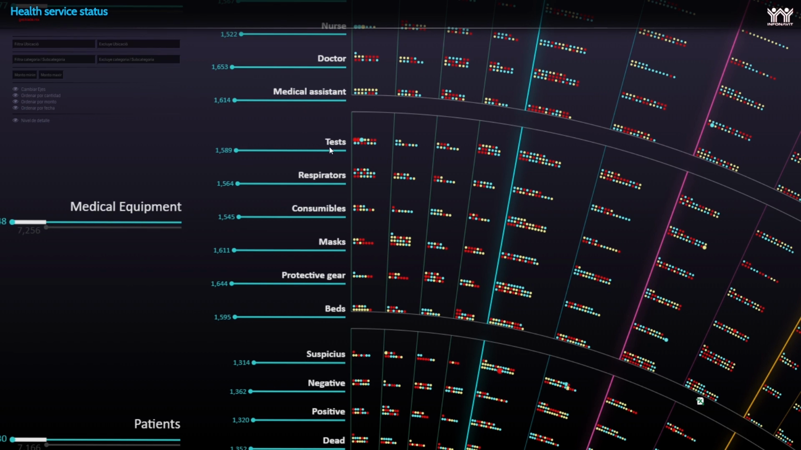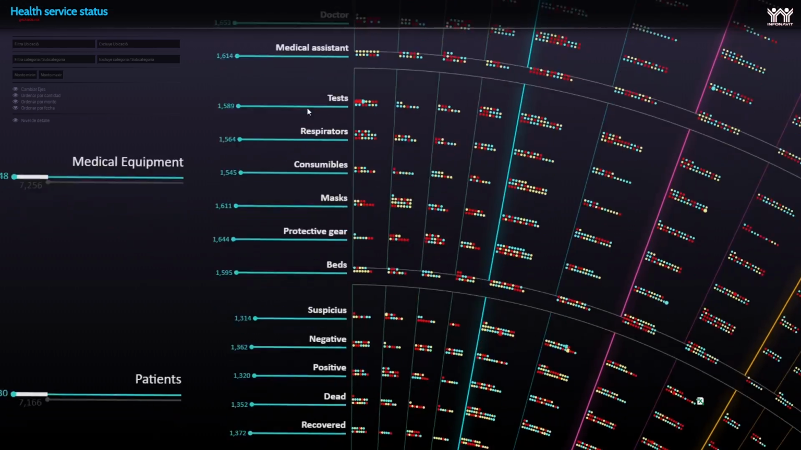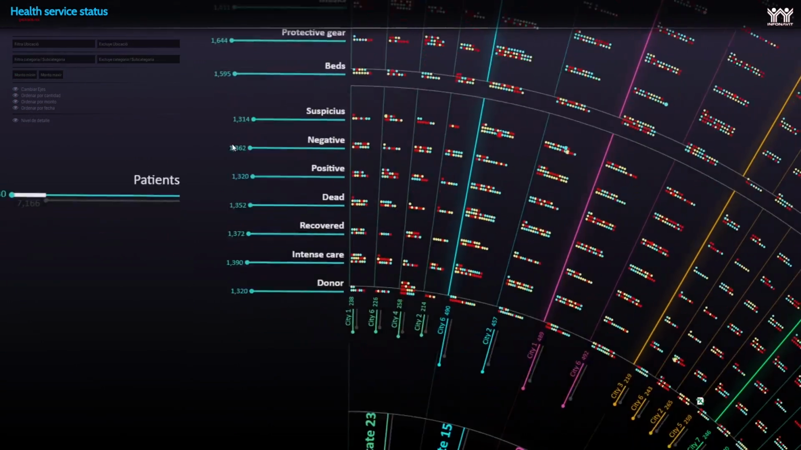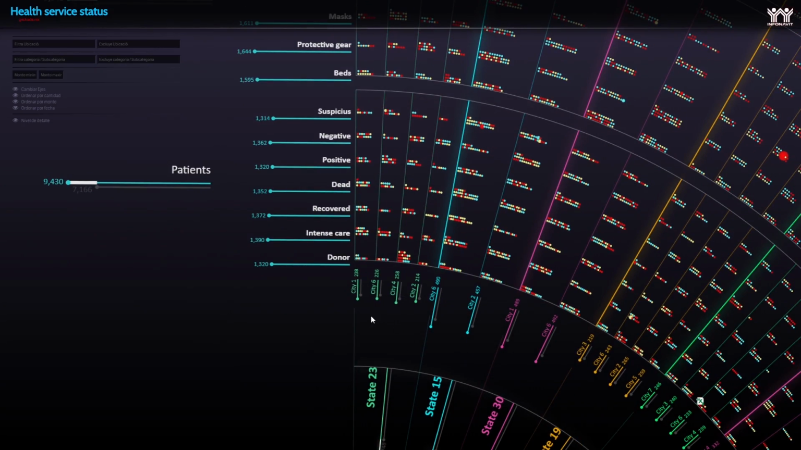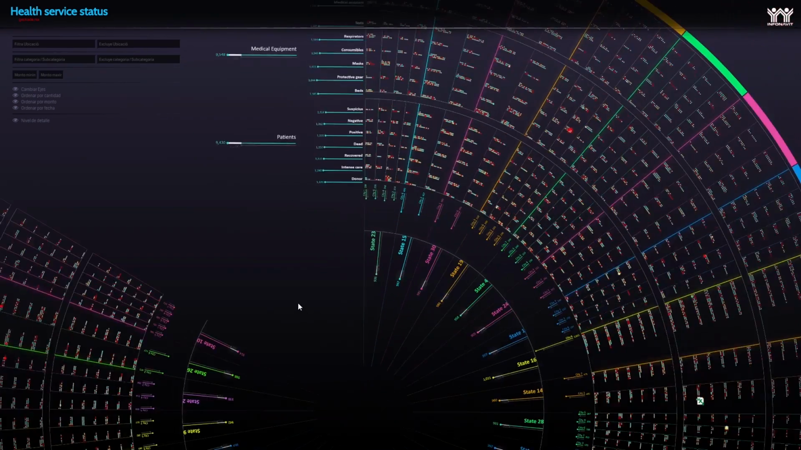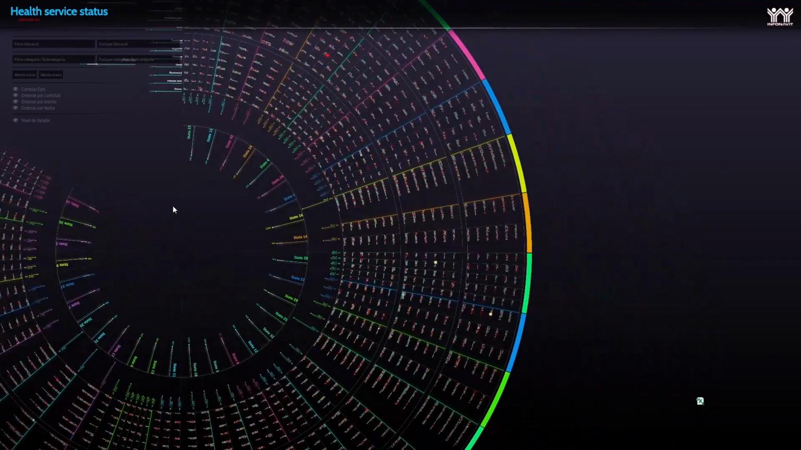The second one is medical equipment. We can see how many tests, respirators, consumables, masks, protective gear, and beds are available. As you can see in this example, the masks are in red because we need to put in an order for more masks.